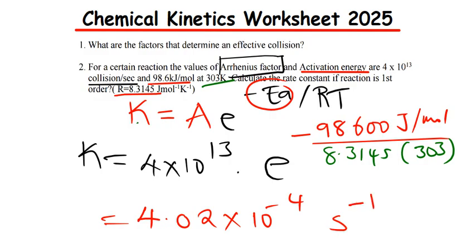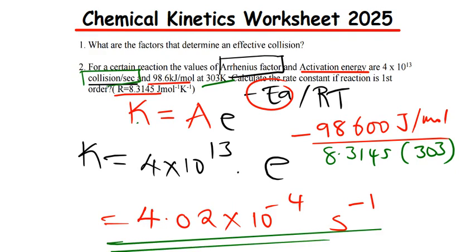Okay, you can look at the units that we've been working with. You'd understand that from the collision per second there, that's where our unit is coming from. So second negative, this is our answer for question 2.